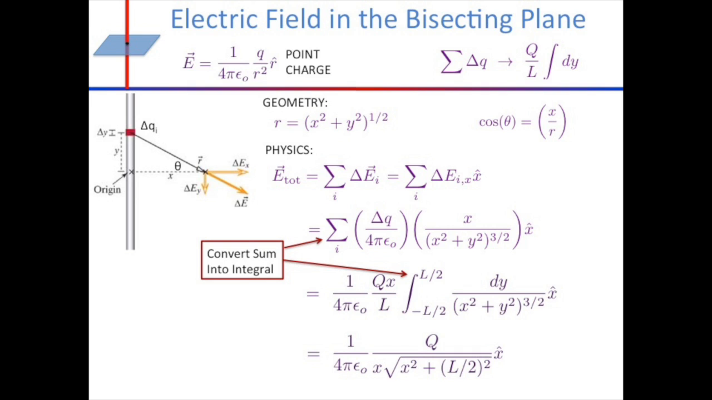I did a couple of sneaky things, though, so let's talk about that. I pulled the x out of the integral. Is that all right? Or why is it all right? Why is it OK to pull that x out of the integral?